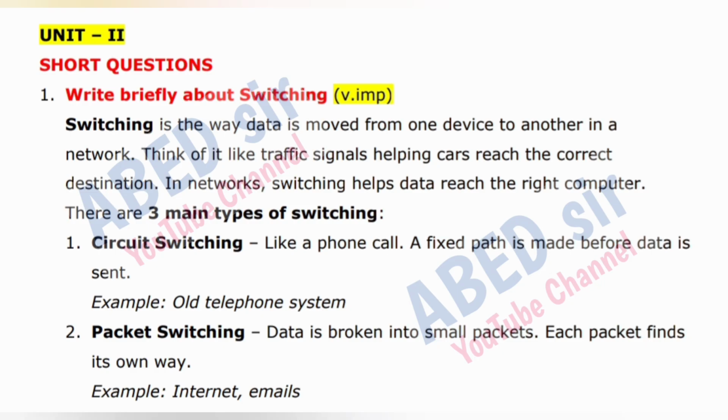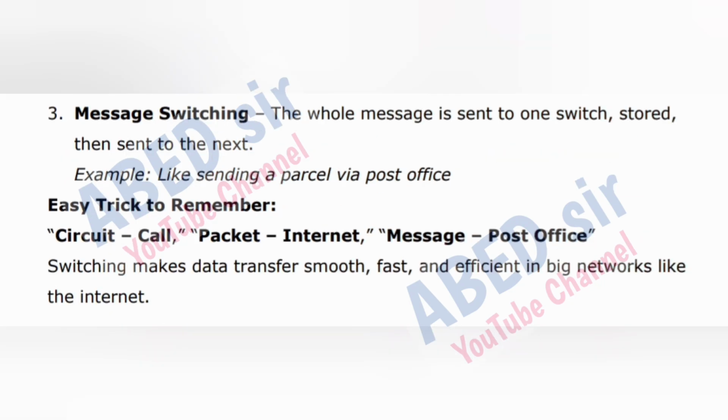1. Circuit switching, like a phone call. A fixed path is made before data is sent. Example, old telephone system. 2. Packet switching, data is broken into small packets. Each packet finds its own way. Example, internet, emails. 3. Message switching, the whole message is sent to one switch, stored, then sent to the next. Example, like sending a parcel via post office.